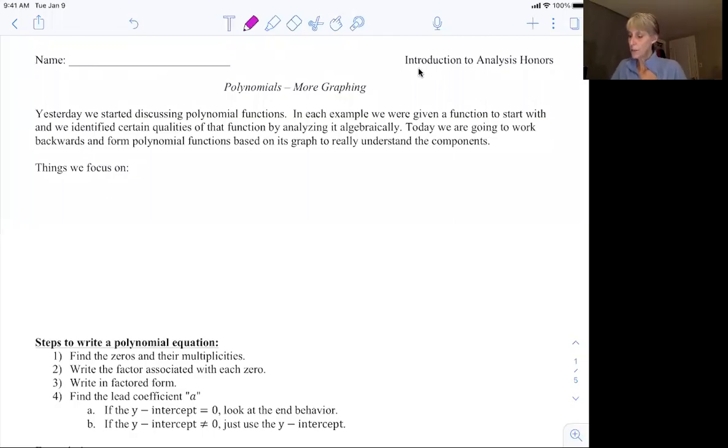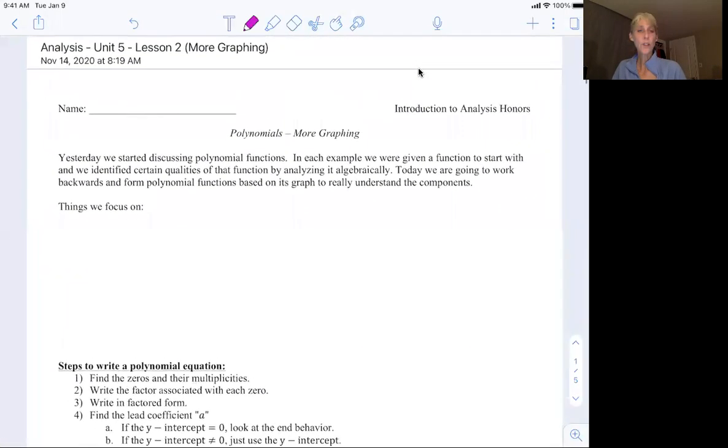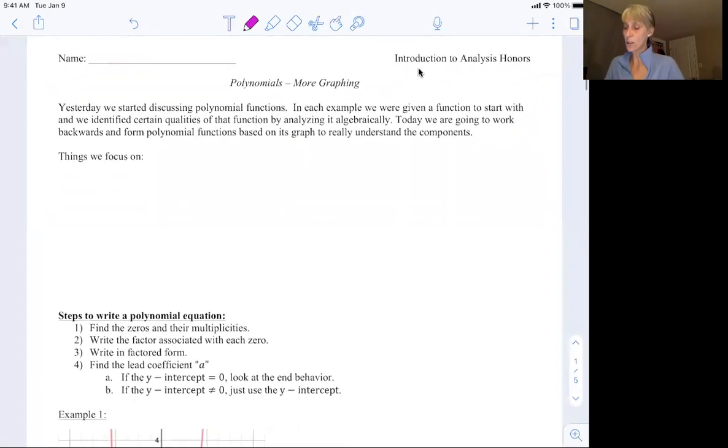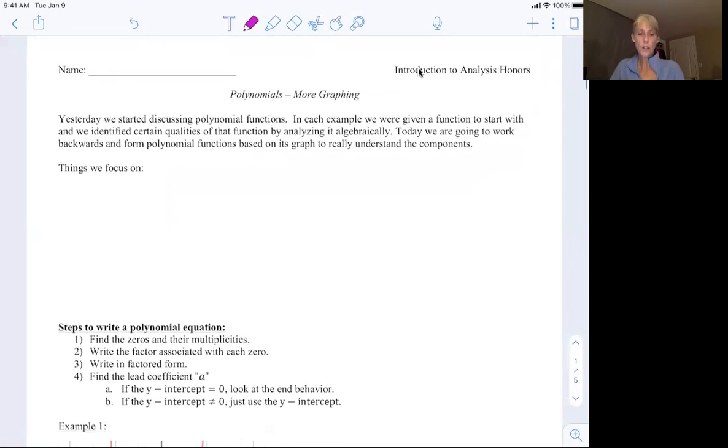Hey everyone, today we're on Unit 5, Lesson 2, more graphing, and then we're going to review some polynomial division. So yesterday we started discussing polynomial functions. In each example, we were given a function to start with, and we identified certain qualities of that function by analyzing it algebraically. Today we're going to work backwards and form polynomial functions based on its graph, hopefully to really understand these components. So things that we focus on.